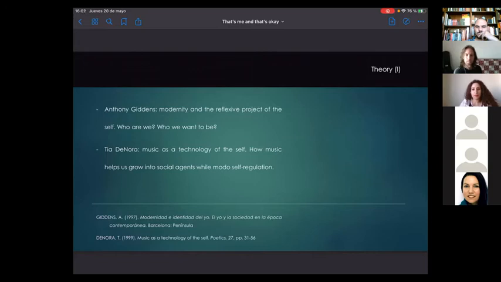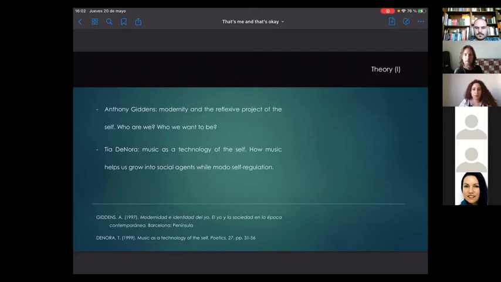we constantly have to switch between different social contexts that maybe we are not in the mood to do. So music helps us get in the mood.